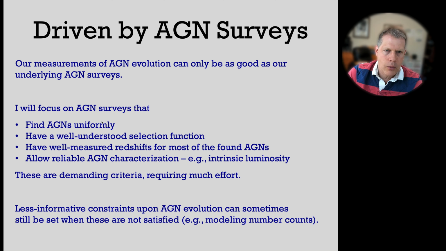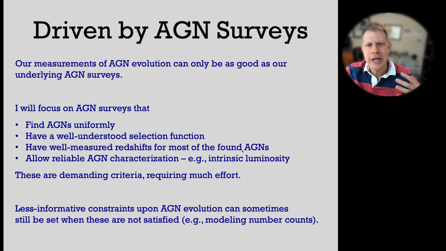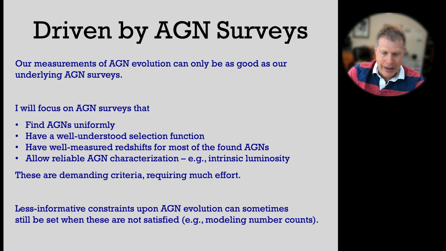You also want surveys that have well-measured redshifts for most of the AGNs that are found. That is, of course, essential for identifying where an AGN is out in the universe, and thus what the number density of AGNs at different redshifts is. You need to have well-measured redshifts. These can be spectroscopic redshifts. Sometimes very good photometric redshifts can also be used, but you need well-measured redshifts in one way or another for most of the found AGNs.